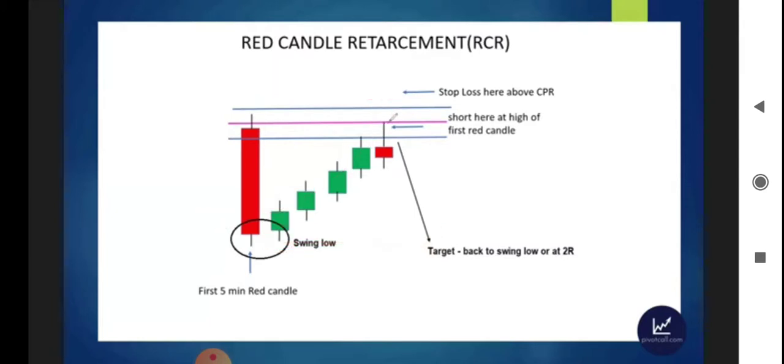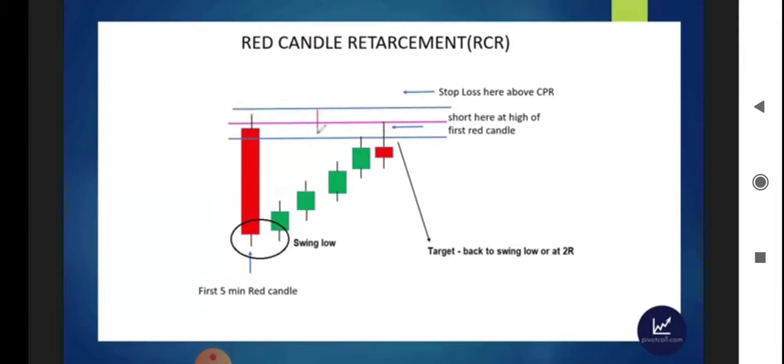Why does this pattern work most of the time? Because when you short here, this red candle high is a resistance. Why? Because people have stop losses there. They will not allow you to come and take their stop loss so easily. Once they see that you are coming near the stop loss, they will push the price down again. So this is the place of resistance.